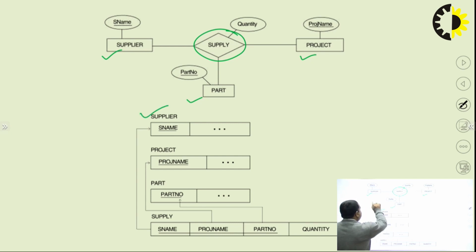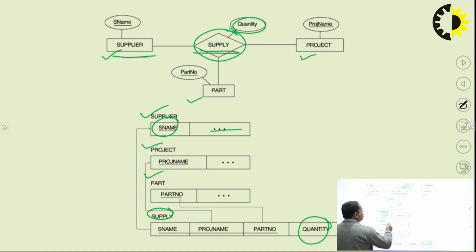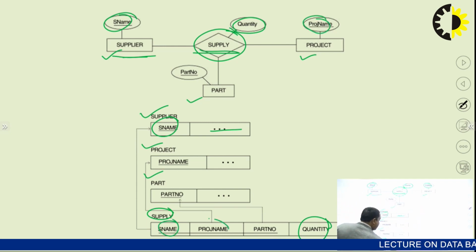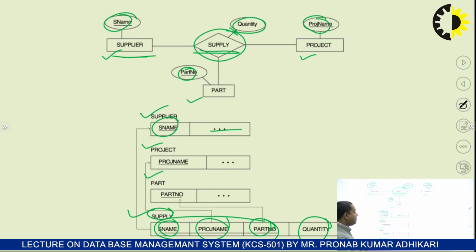we already know that this is supplier having its own attribute sets. Okay, X, Y, Z attributes are represented here. Okay. And this is its primary key. Similarly, for project, for part. Then what to do next when we are converting this into a relational model? We will create a new relation for this relationship, and this is termed as the same, supply, having its own attributes along with the primary keys as foreign keys in this newly created relation. So, S name, project name, and part number, and all these combined work as the primary key for this relation.